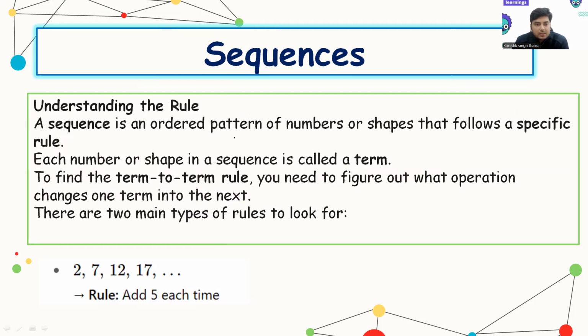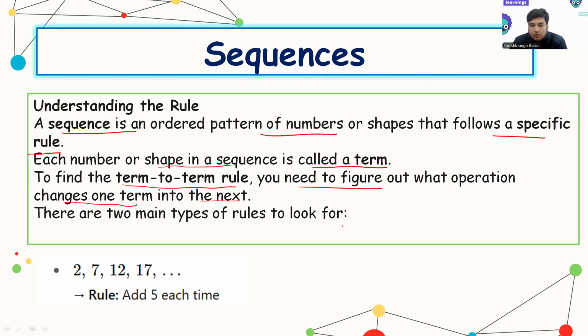Okay, so understanding the rule. A sequence is an ordered pattern of numbers or shapes that follows a specific rule. Each number or shape in a sequence is called a term. To find the term to term rule, you need to figure out what operation changes one term into the next. There are two main types of rules to look for.